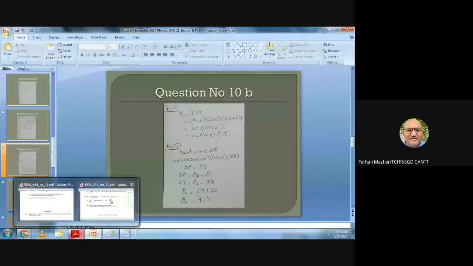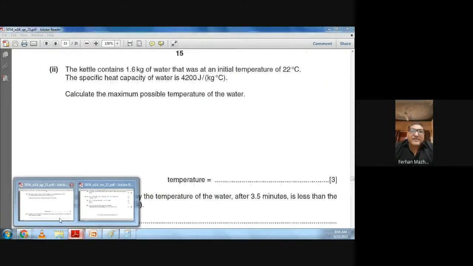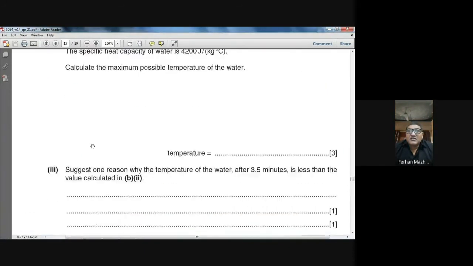Let me show you the marking scheme as well. So B second part, the marking scheme is showing on your screen. I hope that this is a 3-mark numerical and it's not difficult. Heat equals mc delta theta. I hope you have understood how this numerical is done, a famous numerical.